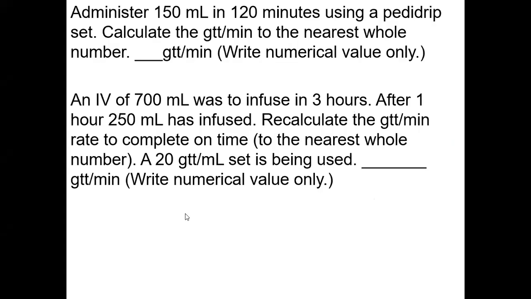Next one is we have 700 mLs. It's going to infuse in 3 hours. After 1 hour, 250 has infused. Recalculate the drip rate to complete on time. So we had 700. 250 went out. That should have left us 450 mLs for a total volume. And it's started to go over 3 hours. 1 hour has passed. So we should have 450 mLs in 2 hours. And we're using a PD drip. I'm sorry, we're using a 20 drop factor. So our drop factor is 20. Okay.